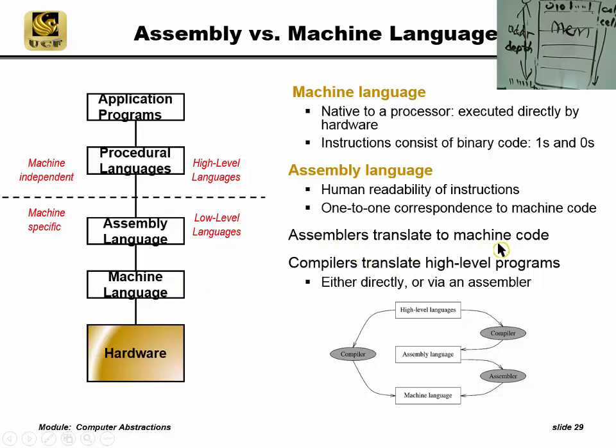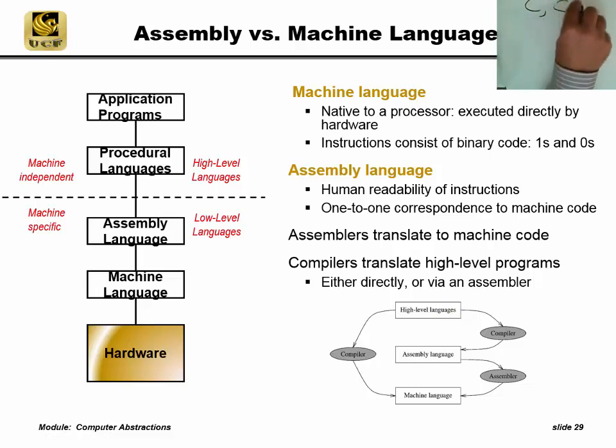Assemblers translate these instructions to machine code, so in a number of steps. Actually, they translate assembly language to machine code, and compilers translate high-level programs to assembly. So the actual flow looks like this. We start with the high-level language. I should write this down. What is a high-level language? Well, things that we use every day, for example, C, C++, okay, maybe Java, are all high-level languages.